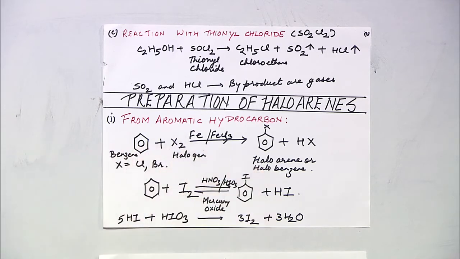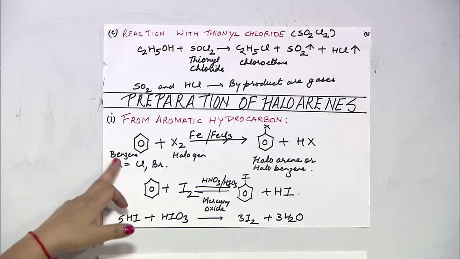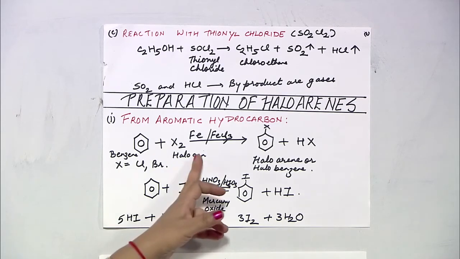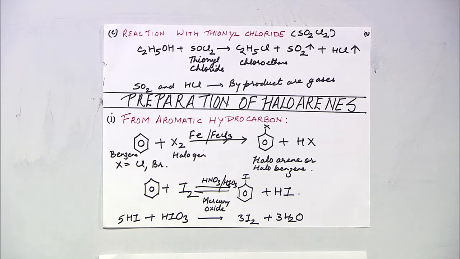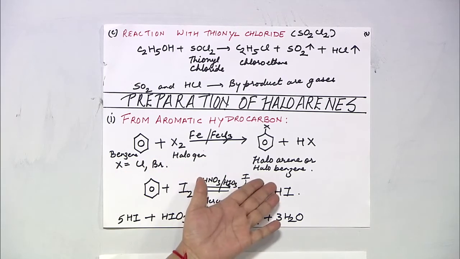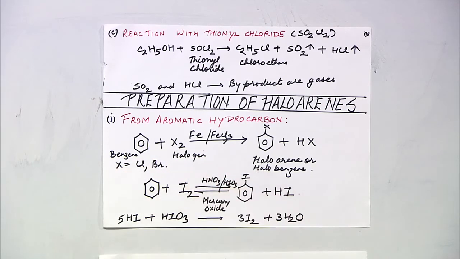Preparation of haloarenes. When I am talking of arenes, of course, benzene will be there. So you take benzene and react it with halogens, say chlorine or bromine, in presence of Fe and FeCl3. You get a haloarene or a halobenzene. If you are taking chlorine or bromine, it will be bromobenzene or chlorobenzene, whatever halogen you have taken, plus HX, any halo acid.